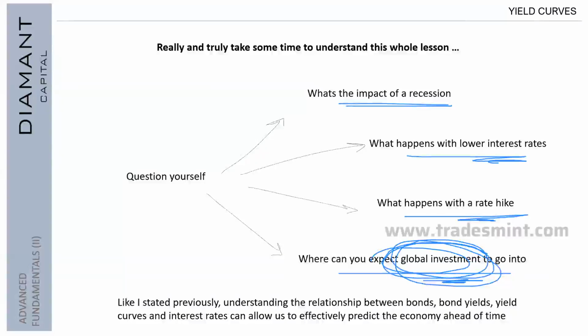You've got to understand where investors are putting their money and what effect that's going to have on the market. If you understand that we're in a recession, what do investors usually invest in? How does that affect the USD, for example? How does that affect all of the other currency pairs that I'm looking at? Once you understand this, the relationship between bond yields, yield curves, and interest rates, we can effectively predict the economy ahead of time.